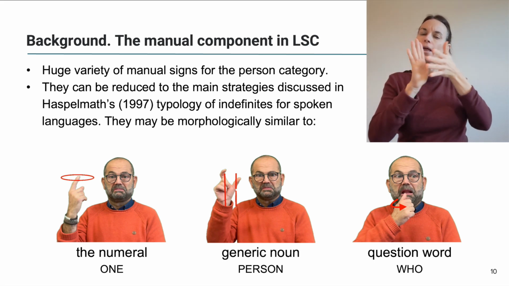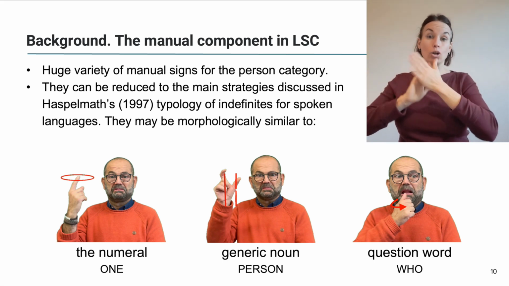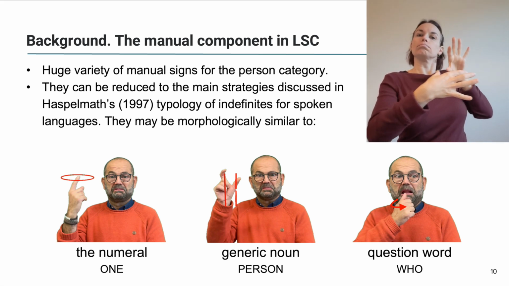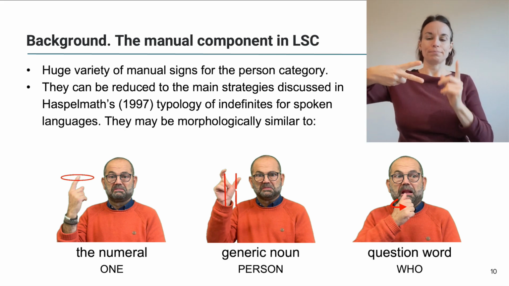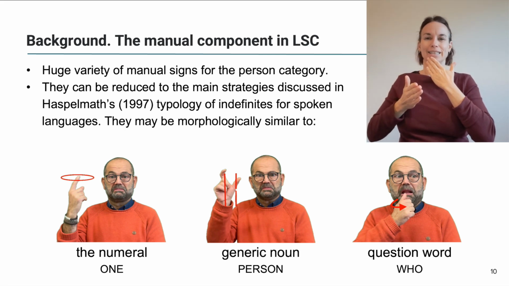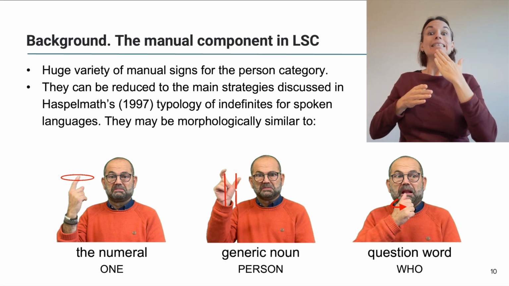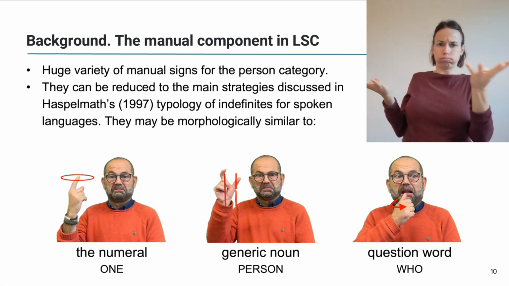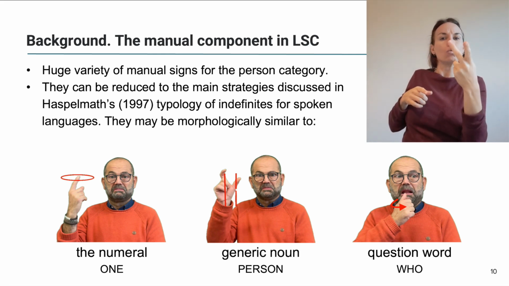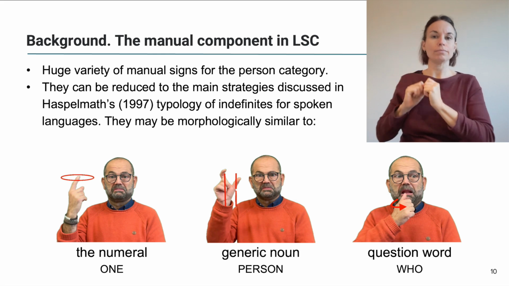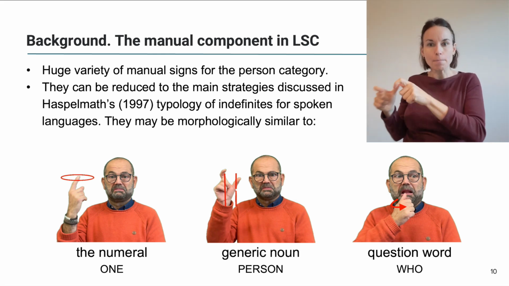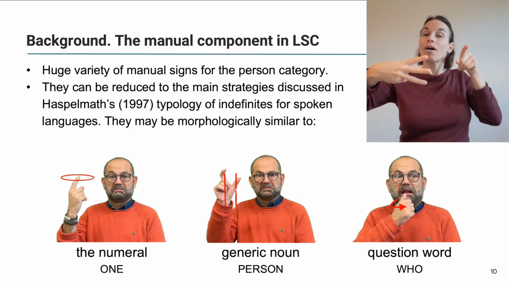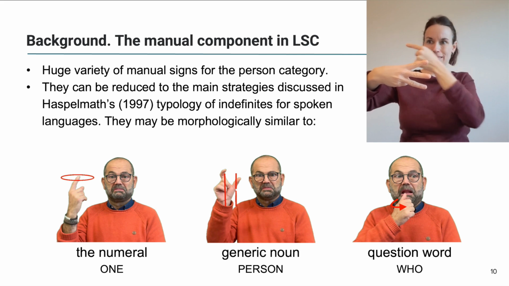But before coming to our claims, let me first give you some background information about the manual component and the use of the signing space in Catalan Sign Language indefinites. With respect to the manual component, we found a huge variety of manual signs in the person category, and many of those signs are actually compounds. However, this variety may be reduced to the main strategies discussed in Haspelmath's typology of indefinites.